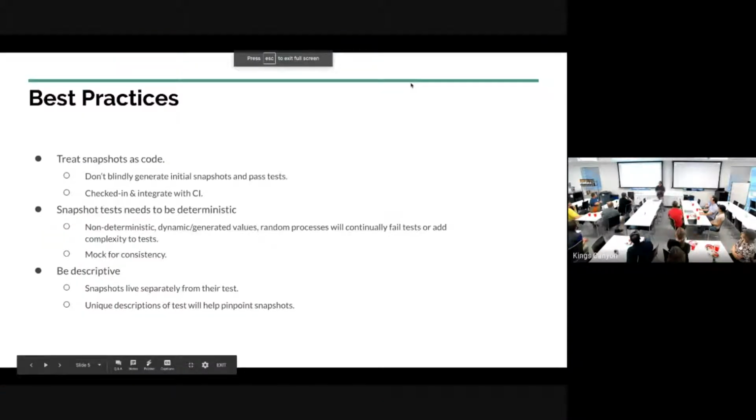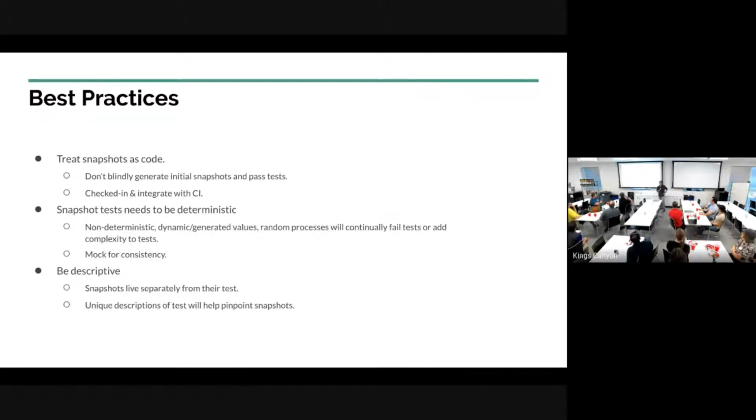Okay. So a couple of best practices. You should treat your snapshot as code. So this is all about maintaining your tests. Don't just blindly generate your snapshot and say, hey, it's good, because it passes. You should make sure that what the snapshot output actually is testing what you want tested. And it's also a good idea to have that checked in and also integrate with your CI. So this is actually part of your cycle to keep these tests up to date.